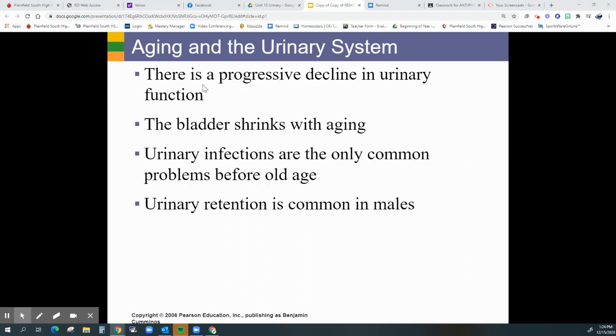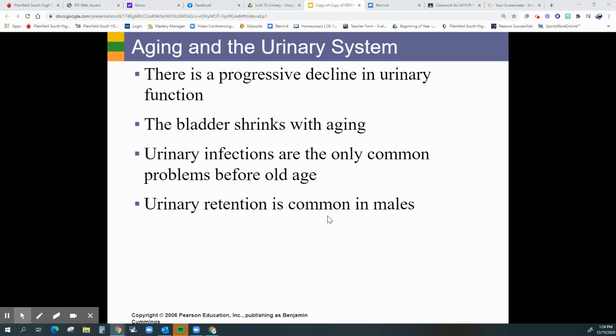Aging: there is a progressive decline in urinary function as we get older. The kidneys slowly start to not pull out as many toxins as they should. The bladder starts to shrink as we get to old age. Urinary infections are pretty common in older individuals because of the decline in kidney function, as well as the shrinking of the bladder, because they tend to hold on to urine longer. They're not producing as much water. They're not pulling as much water out of the system through the kidneys, so the urine becomes really concentrated.